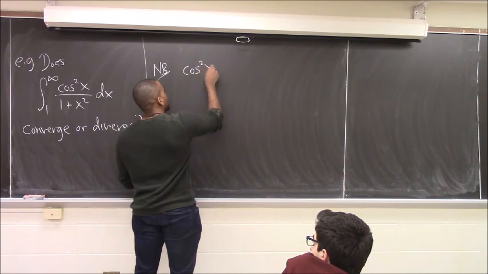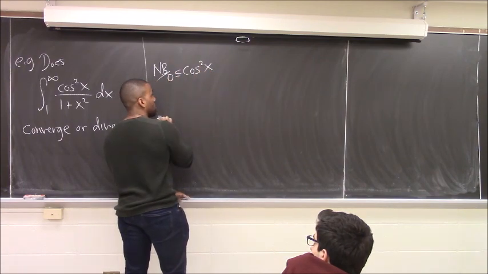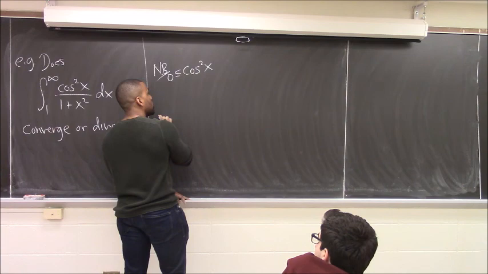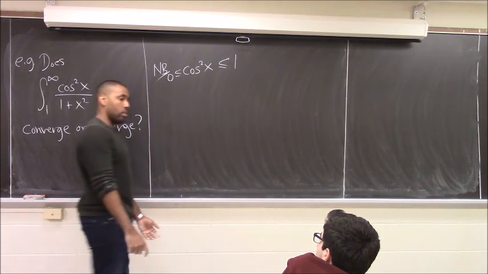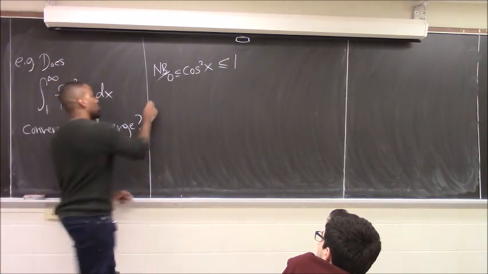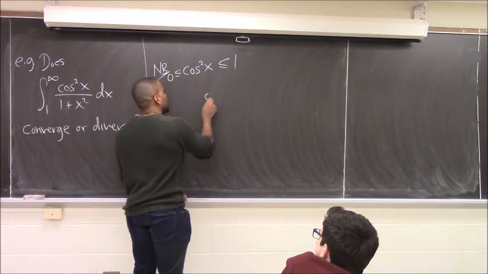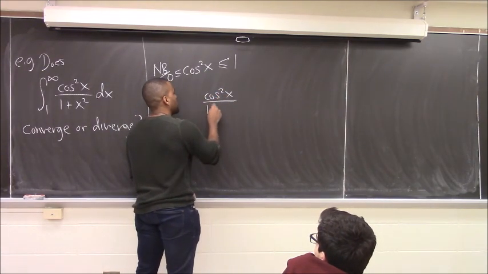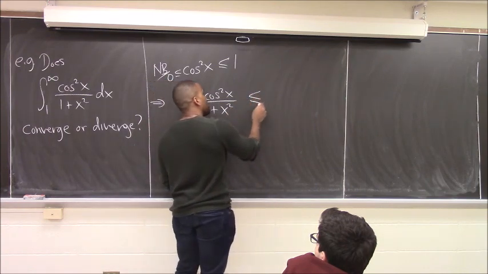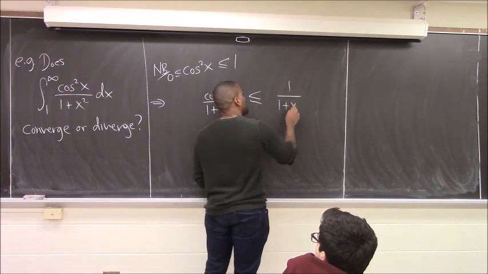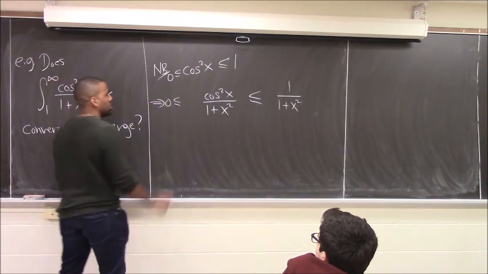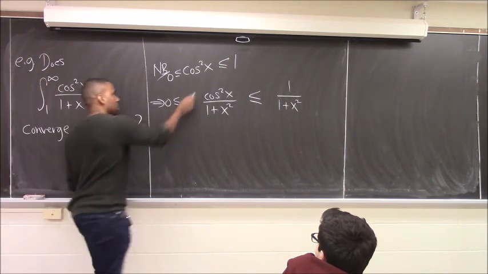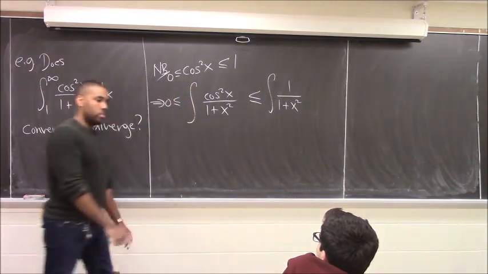is that the cosine squared is always positive, greater than or equal to zero. It's zero when cosine is zero, but otherwise it's larger. And cosine squared is actually bounded above by one. So of course that would imply that this expression is bounded above by this expression, and those are bounded below by zero. It then stands to reason that if I integrate these, that relationship is maintained.